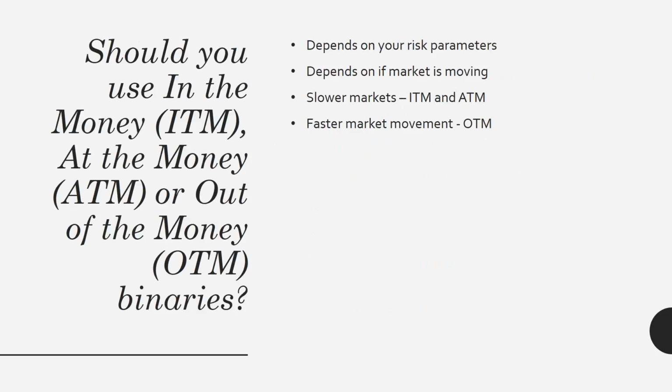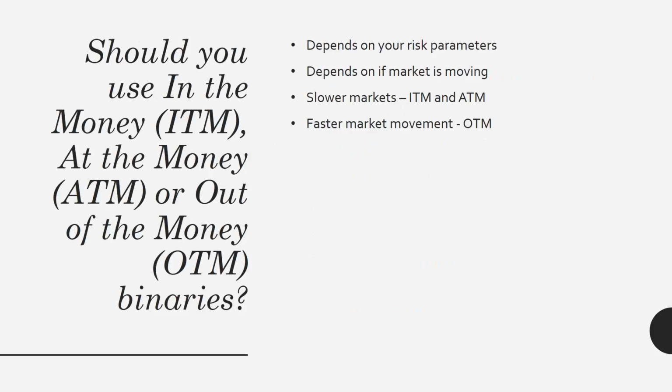This morning was a great example on the U.S. indices. We have had very, very little movement. It would have been a great morning, in my opinion, to use in the money or at the money, because you just don't have a lot of movement. With faster market movements, that's when you want to trade the out of the money binaries, because that's when you're going to reach that level.